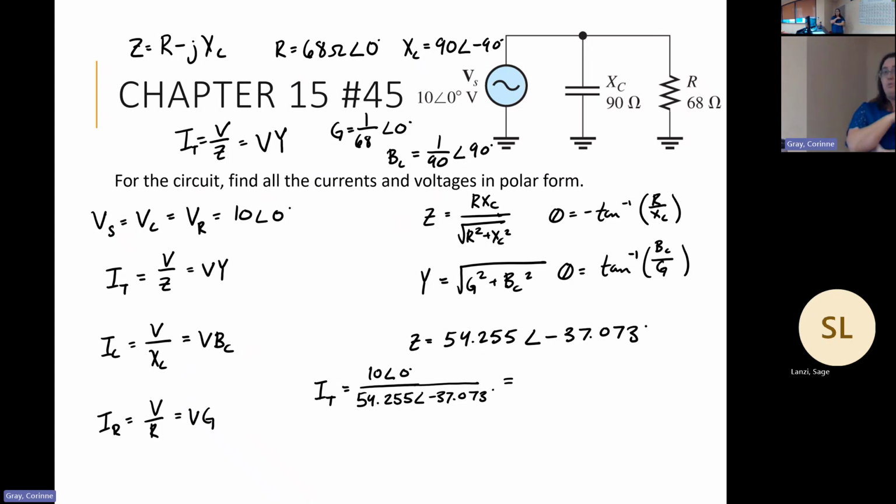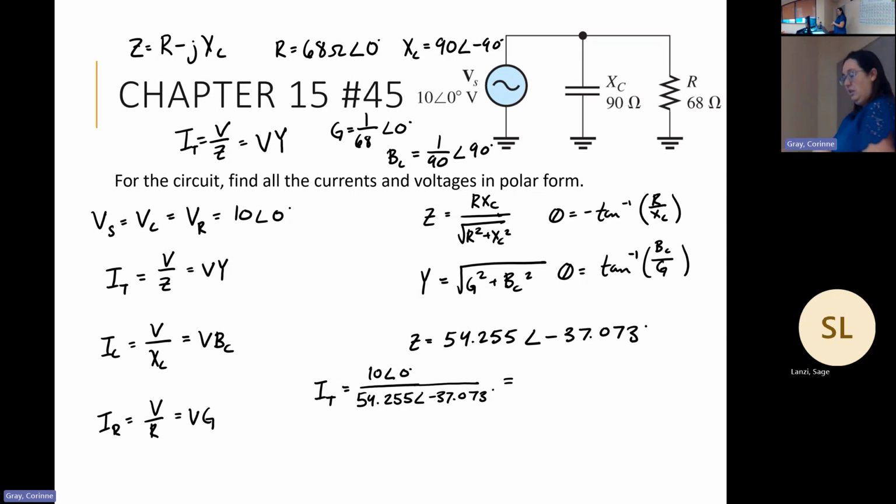We didn't really spend time doing this yesterday, or not Tuesday. So let's just talk about it. For the magnitudes, we just divide, so we'll take 10 divided by the 54.255. That's going to get us the magnitude part.